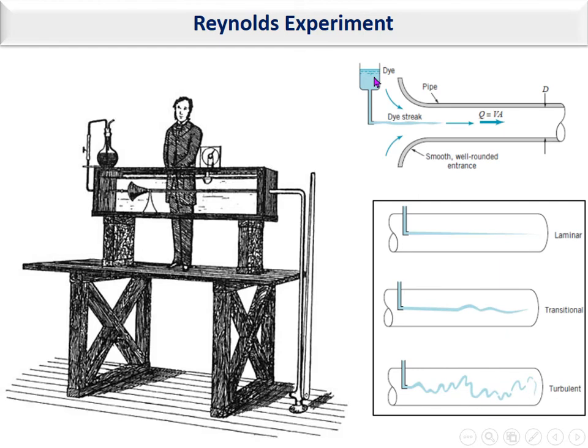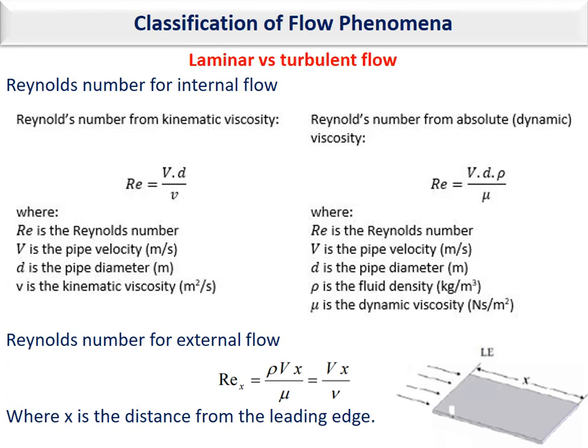Reynolds made the experiment with changing different parameters in addition to the velocity, and then he noticed that this type of flow phenomena, which you can see here, is dependent not only on the velocity within the pipe, but also on the density, viscosity, and diameter of the pipe. He put all the parameters in one dimensionless parameter, which is named Reynolds number.